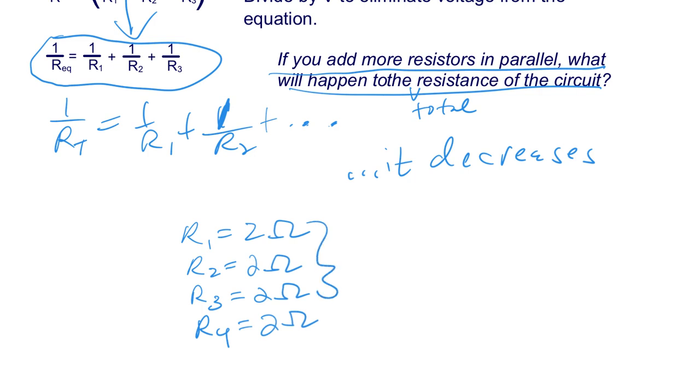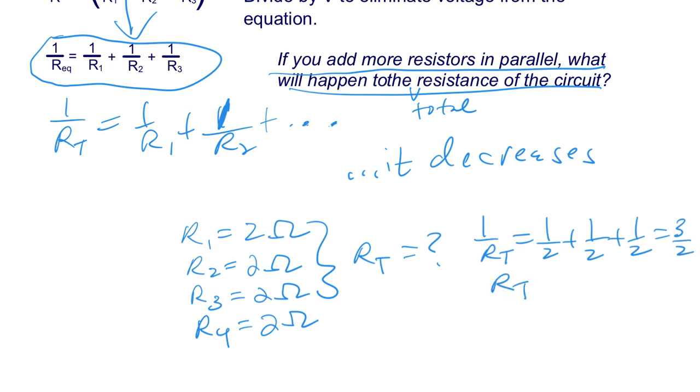Okay, if you only had these three, what is RT equal? Well, let's use this equation. 1 over RT is equal to 1 over 2 plus 1 over 2 plus 1 over 2. That equals 3 halves. But that's 1 over RT. So RT equals inverse 2/3, right? You gotta flip it around if you want RT. So 2/3 ohms. So what if I add another one?